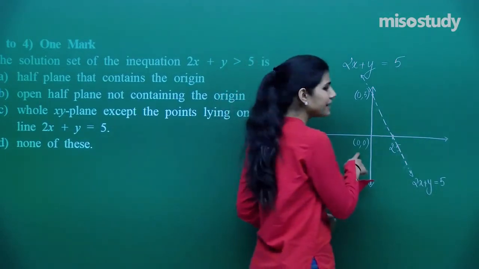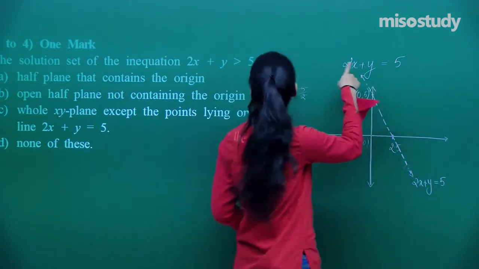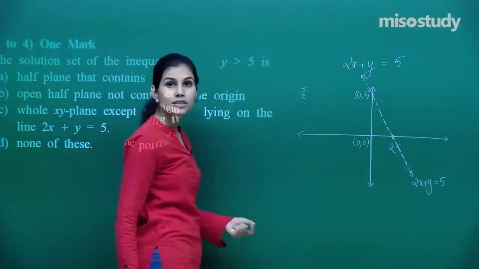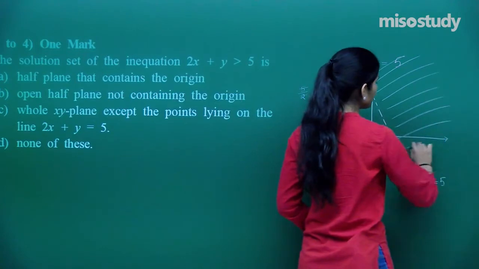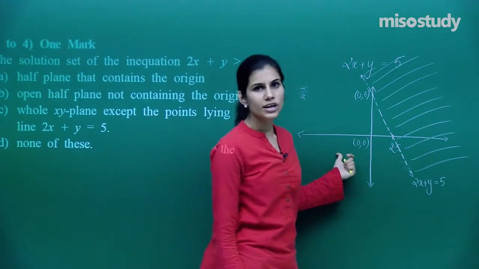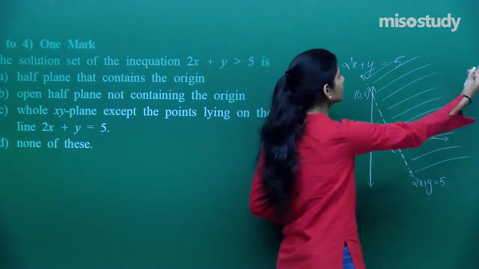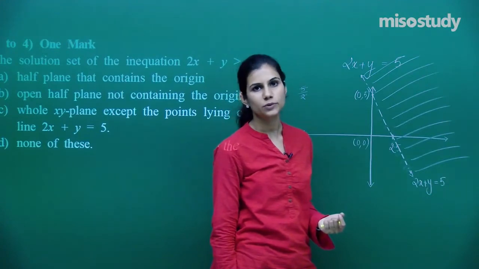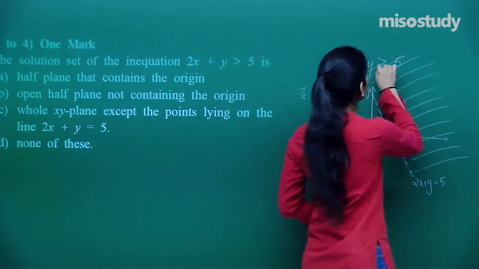So pick up any point which is not lying on this line, the origin. Put x equals 0, y equals 0, you get 2 into 0 is 0 plus 0, so 0 plus 0 is greater than 5. This is false, and therefore the region not containing the origin is going to be the region represented by 2x plus y greater than 5. This side will not be my region. Points on the line will not be in the set. Only the points on this side of the line are the set of all those points (x, y) which satisfy 2x plus y strictly greater than 5.